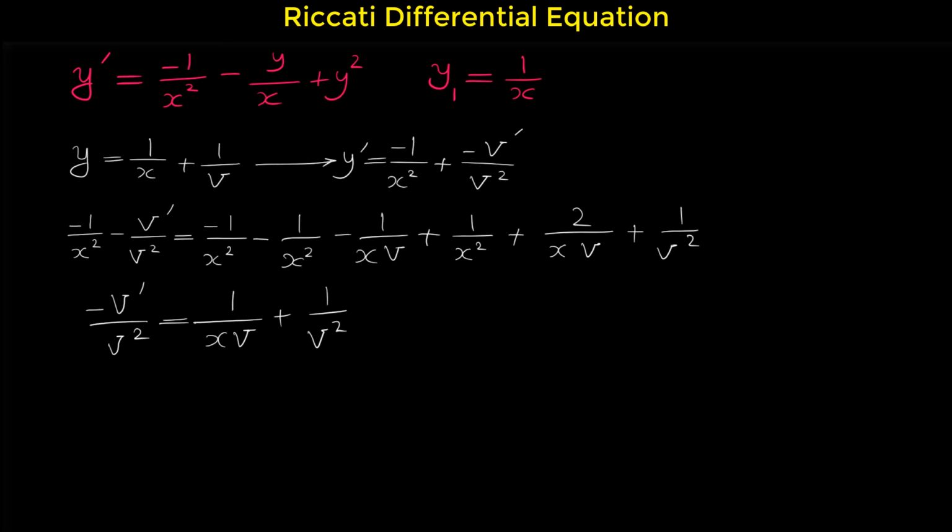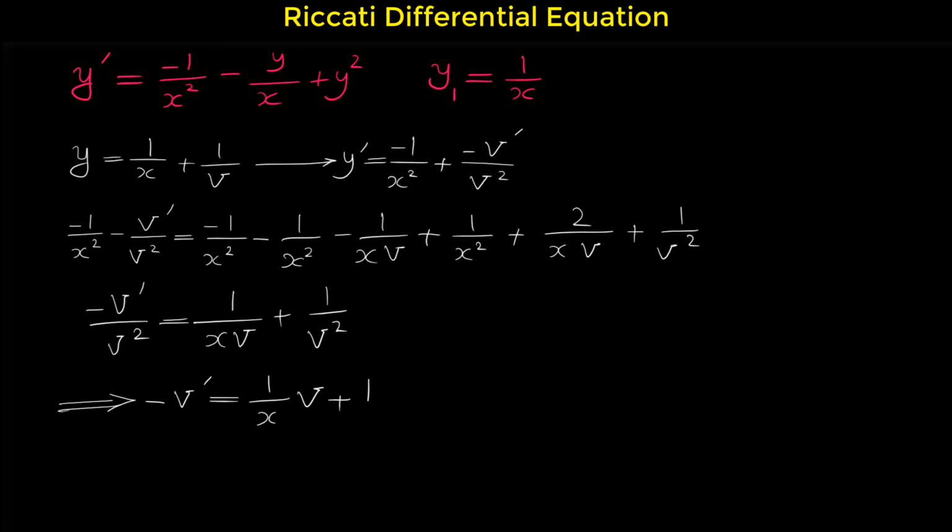Note that here it's not necessary to multiply both sides by v squared and x to get rid of this x. It's better to leave x here. So we only multiply both sides by v squared. So we have negative v prime equals, if you multiply this by v squared times 1 over xv, the v with v squared cancels, so we have v over x, or 1 over x times v. It's the same. And if we multiply this by v squared, we have 1.